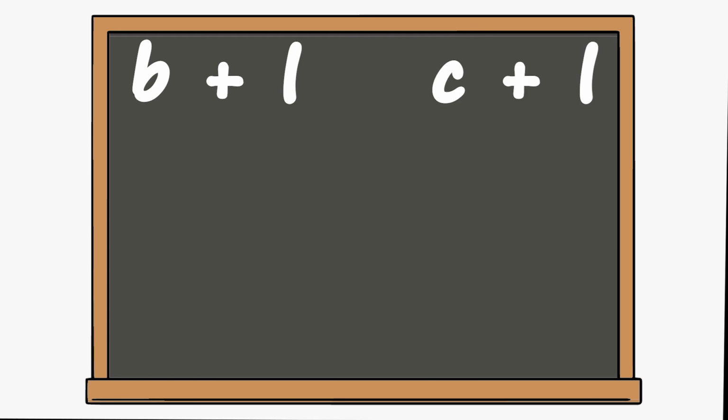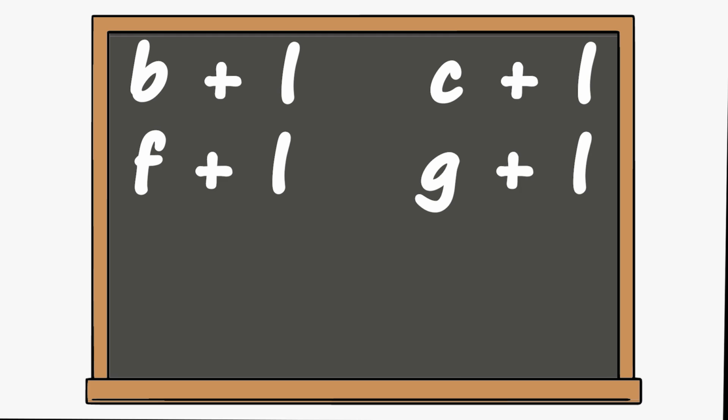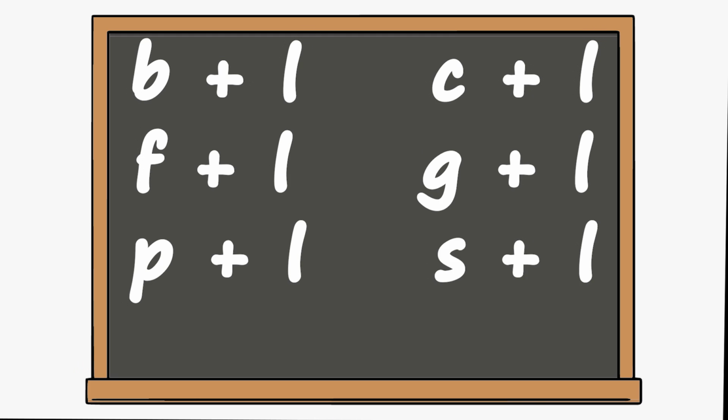Blur. K and L makes cl. F and L makes fl. G and L makes gl. P and L makes pl. S and L makes sl. T and W makes tw.